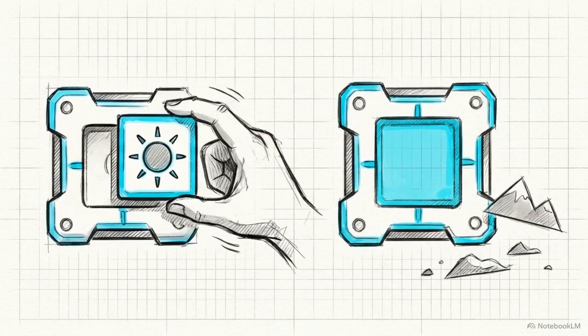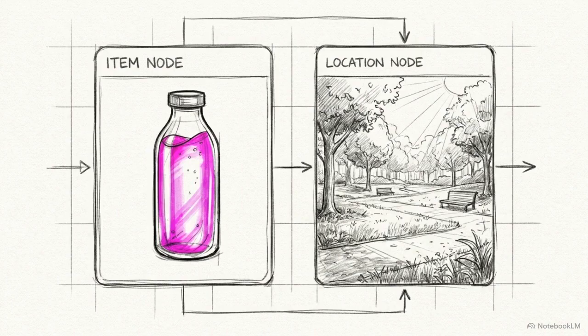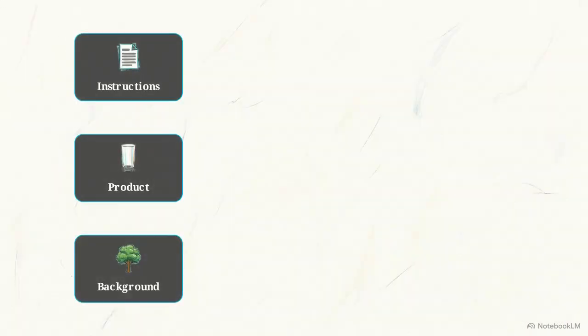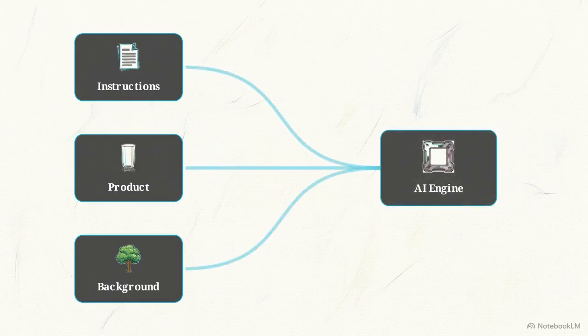Next, we add two separate image nodes. We will use these to hold our visual references, one for the specific product we are selling and one for the background environment. By isolating your instructions, products, and backgrounds into their own nodes, you've turned a static prompt into a modular system. You can now swap the drink or the location without touching the rest of the code.